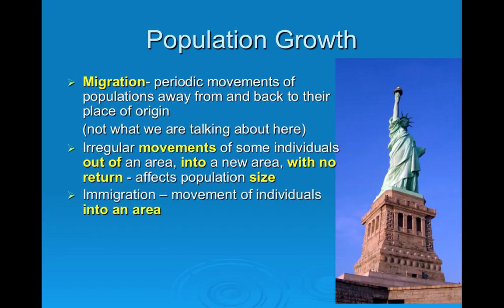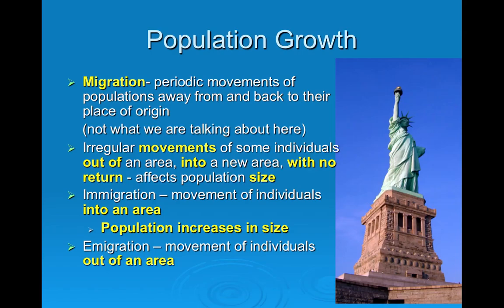The first one is immigration. And immigration, like they're coming into the area, is the movement of individuals into an area. This is going to increase the population size in that area. Emigration is the movement of individuals out of an area. They are exiting the population. And if you have individuals that exit a population through emigration, that is going to decrease your population size.